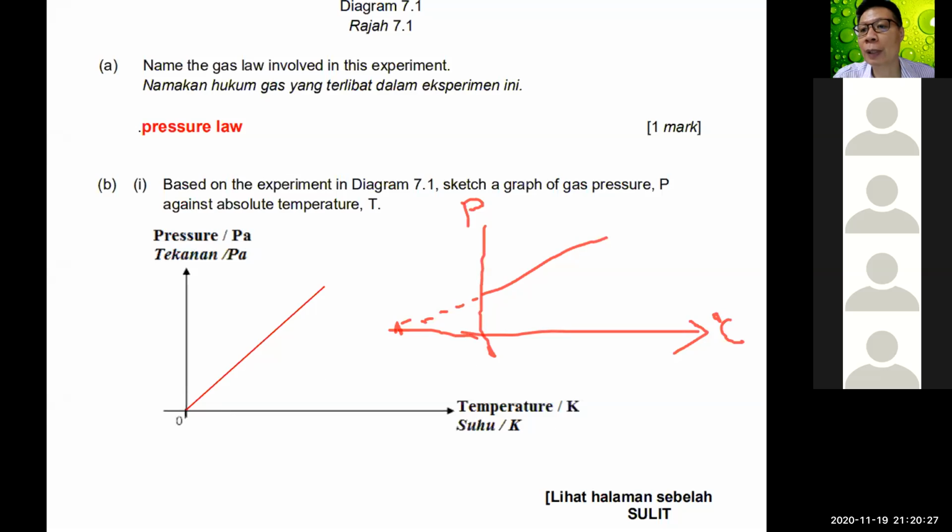What is the number? Yes, negative 273. Your name is correct. Negative 273. Jot down this graph: Celsius starts from here, Kelvin starts from here. And then when you extend, you get negative 273.